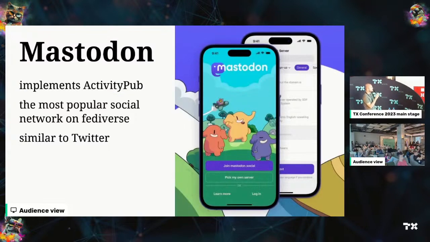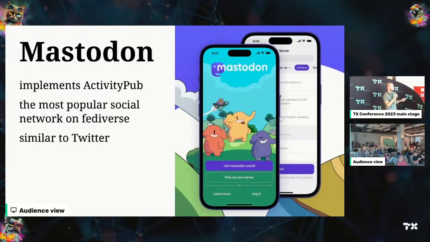So, talking about the Fediverse, we mentioned multiple platforms which are in the network. The most popular platform is called Mastodon. Mastodon is a social network which implements ActivityPub. It's older than ActivityPub. They implemented it as soon as it came out, so it became federated. It's very similar to Twitter, and a lot of Twitter users have migrated to Mastodon.